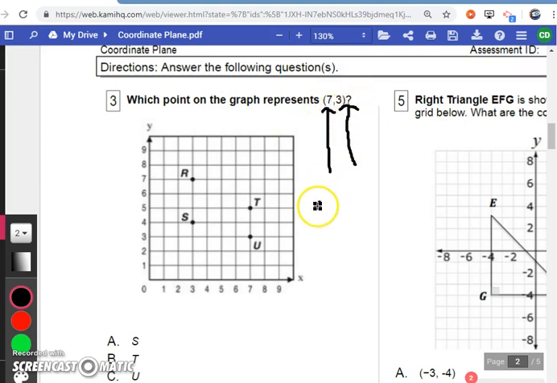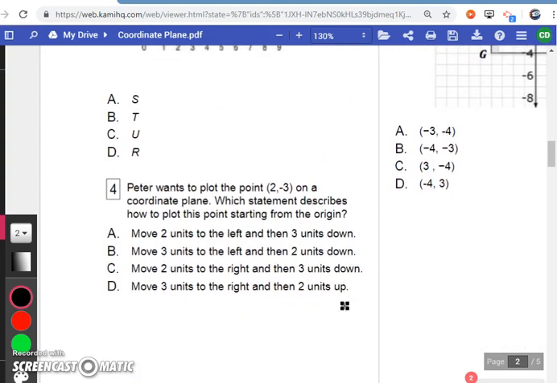Okay, so once again, you're hearing me say this. X first, Y next. Just think of the ordered pair as alphabetical order. We're always going to start with X first, and I start at 0, 0, and I'm going to move 7 to the right. There's 7. Then I'm going to go up 3, and there you go. You can see I've helped you with the answer.